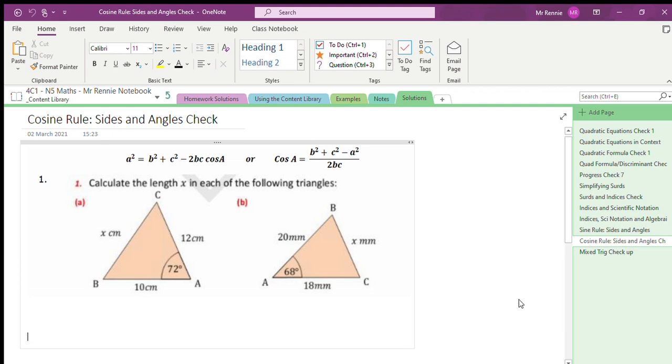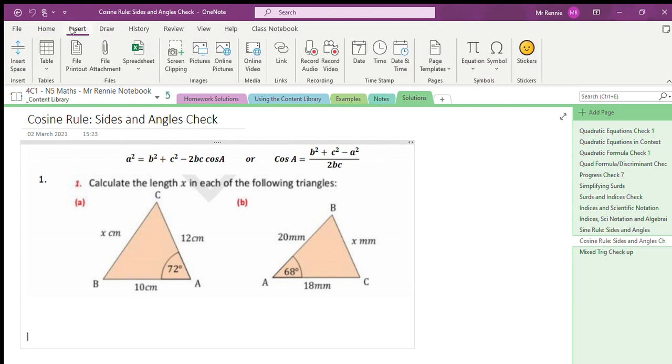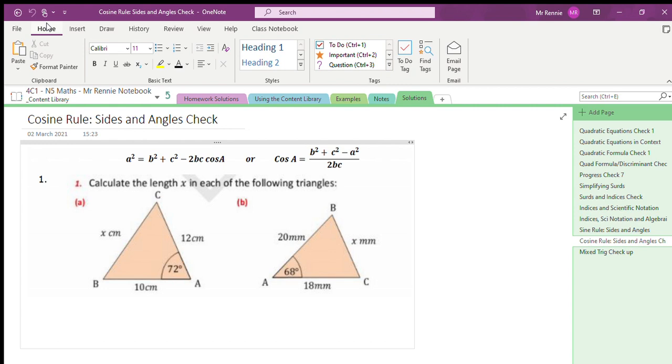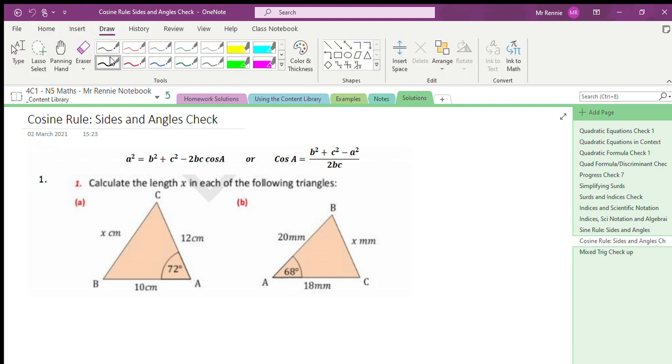Hi there, in today's video we're going to be going over the cosine rule sides and angle check from your previous lesson. At the top of my screen you'll see we've got two formulas that are both for the cosine rule. The first one is a squared equals b squared plus c squared minus 2bc cos A, and we use that for finding a side. So that's the one when we have a missing side.